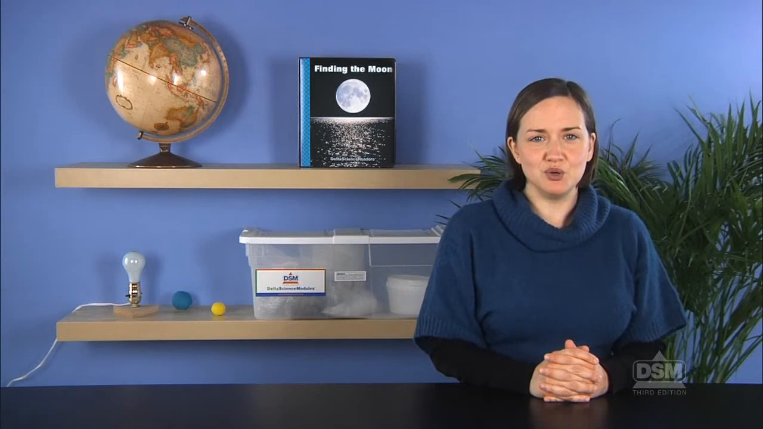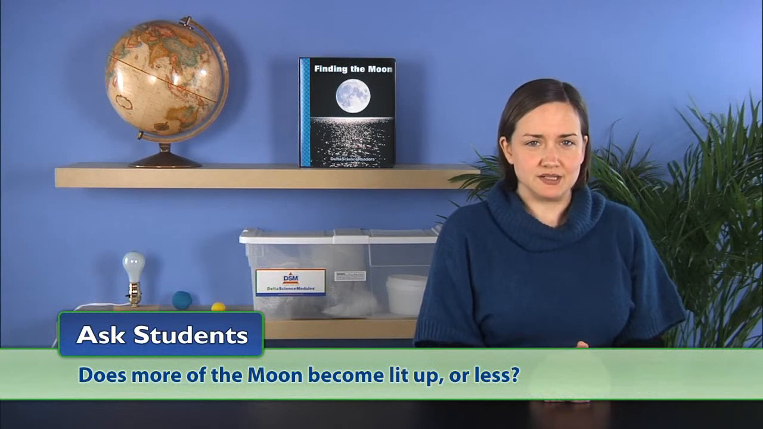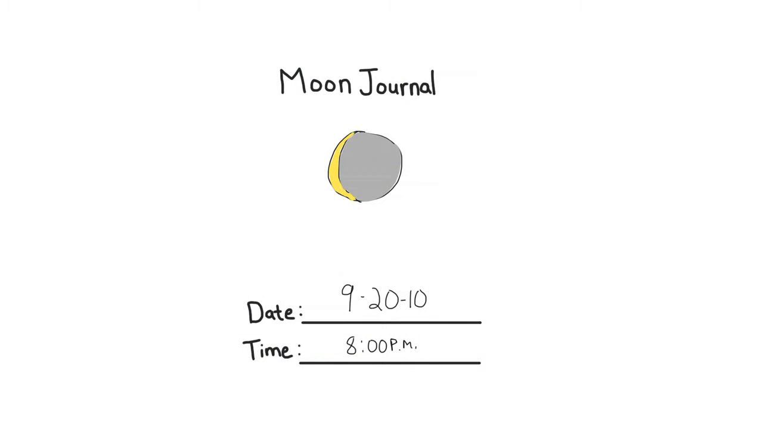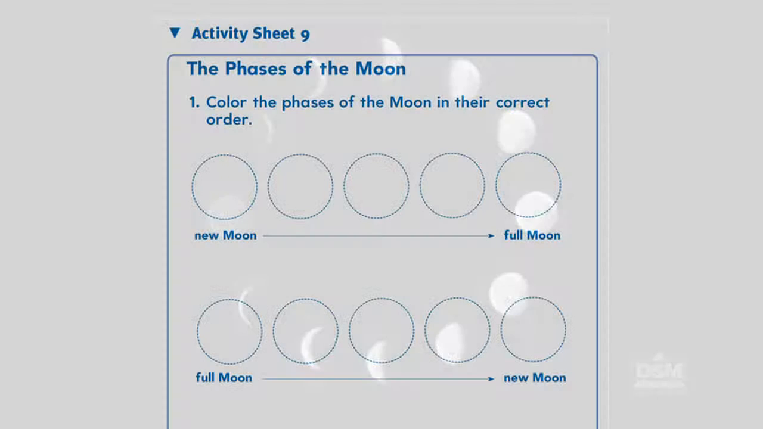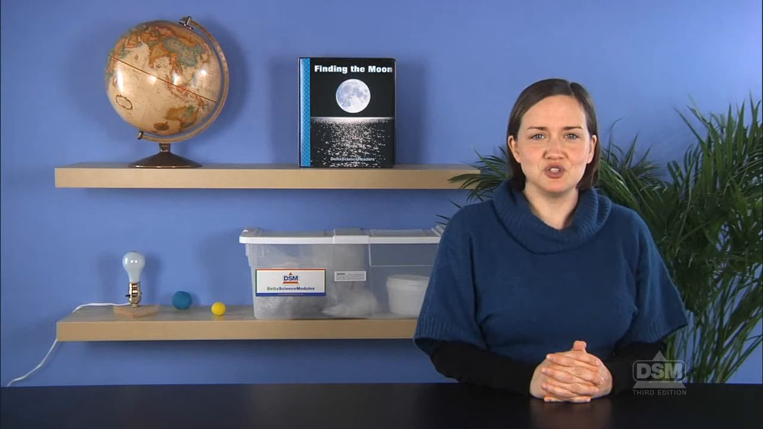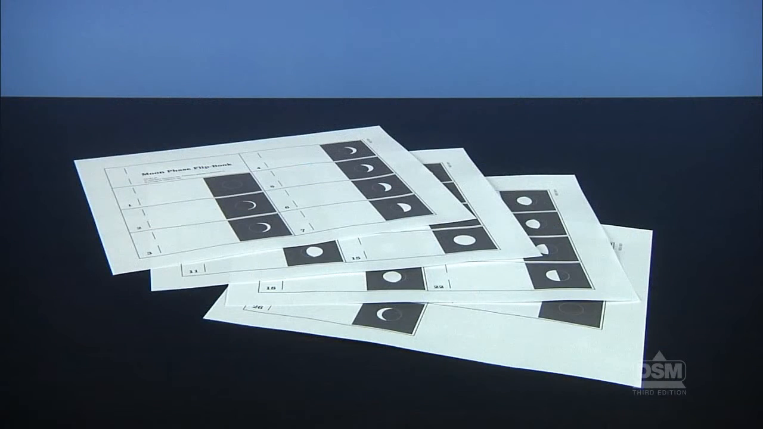Then ask students to compare the size of the moon as it changes from a full moon back to a new moon again. Ask students, does more of the moon become lit up or less? Help students to choose the drawings in their moon journals that most resemble each of the waning phases. Explain that each phase of the moon lasts a few days and gradually turns into the next phase. After about a month, the moon's phases have gone from new moon to full moon and back to new moon again. Distribute a copy of Activity Sheet 9 and a yellow crayon to each student and have them complete the sheet.